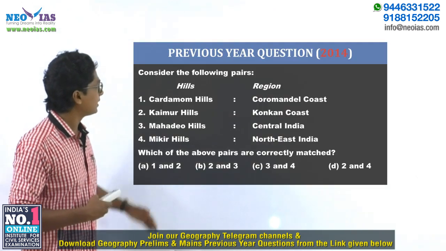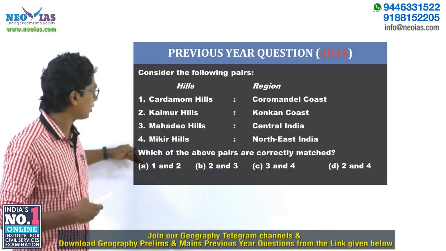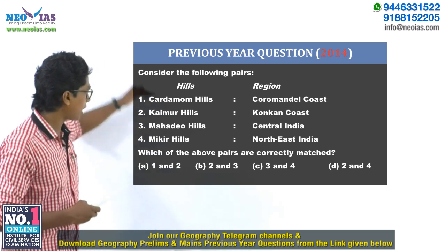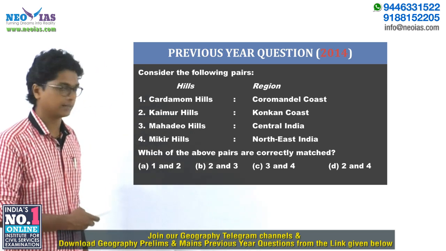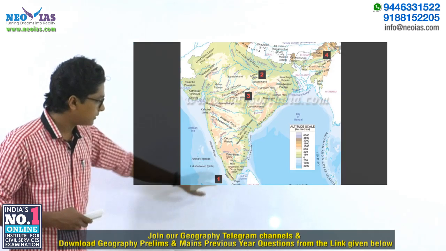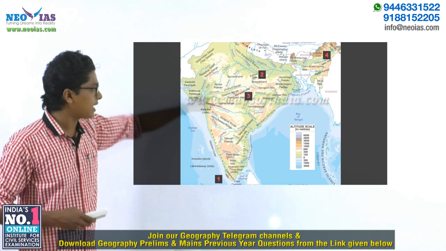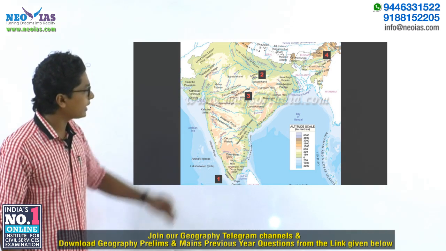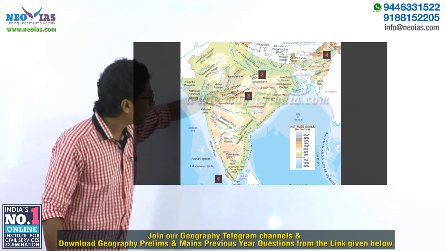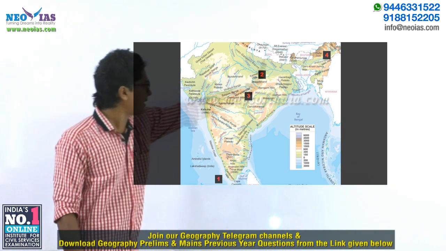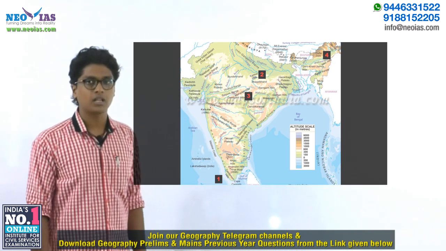So the question, as I said earlier, on the left side we have been given 4 hills, and on the right side we have been given regions, right? So Cardamom Hills, Kaimur Hills, Mahadev Hills and Mikir Hills. And let's take a look at where they are all located, right? Cardamom Hills is towards the southernmost region of the entire Western Ghats. And Kaimur Hills is towards the eastern regions in the Peninsular region. Not exactly the eastern region, but towards this region we have the Kaimur Hills.